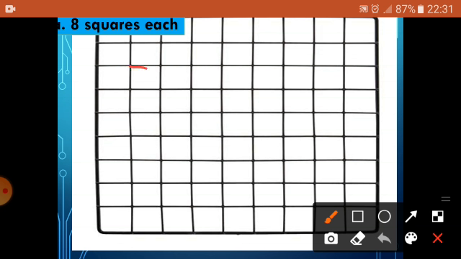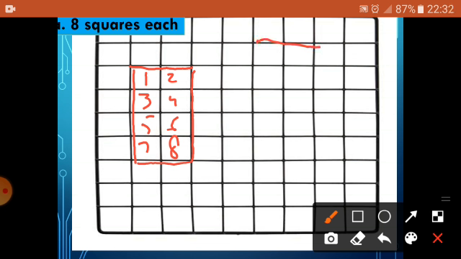The first one, suppose I'm choosing these two boxes here. Okay, 2, 4, 6 and 8. So can you see over here? This is one closed figure and how many boxes I covered? 1, 2, 3, 4, 5, 6, 7 and 8. So this is one way of drawing a shape, 8 squares each. Let's draw another shape.